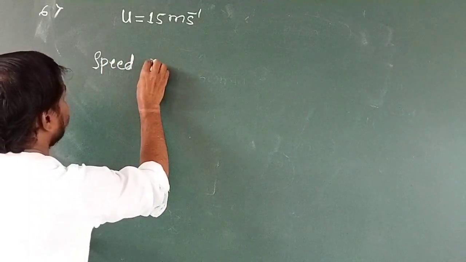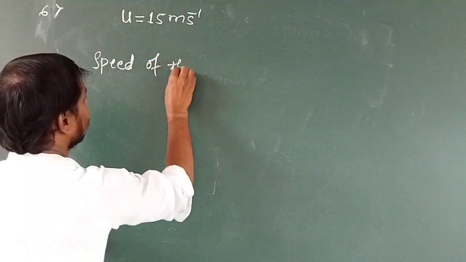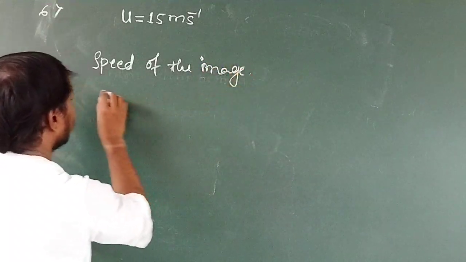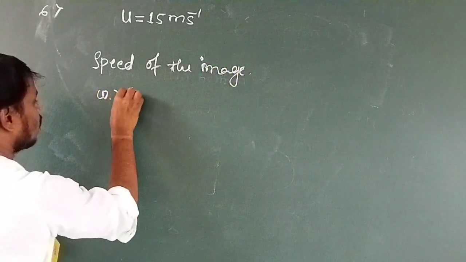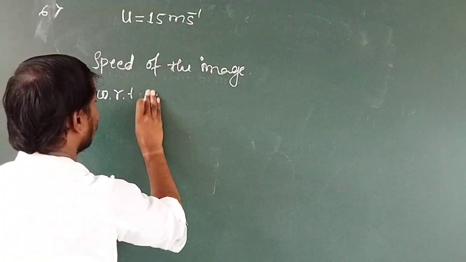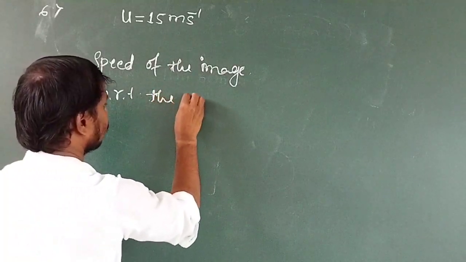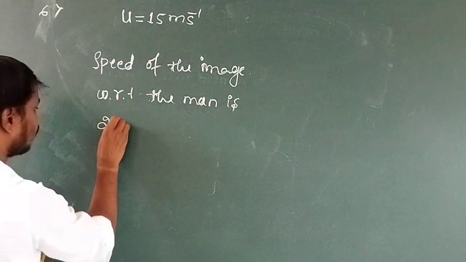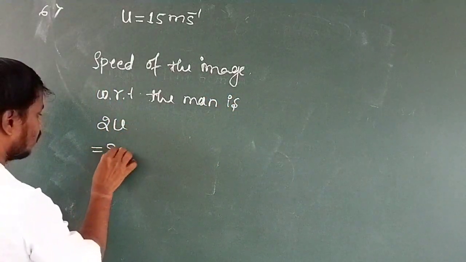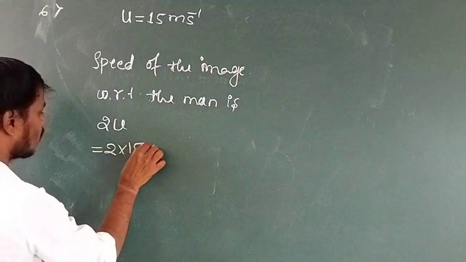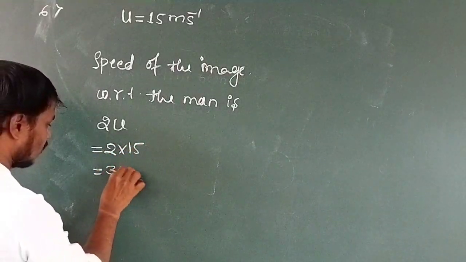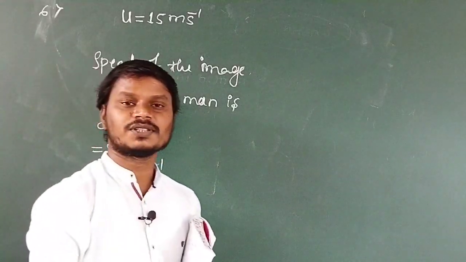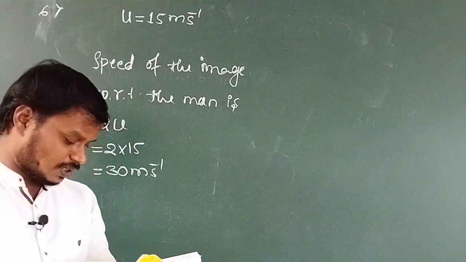So the speed of the image with respect to the man is 2 times of u, that is 2 into 15 meter per second, that is 30 meter per second. What is the speed of the image of the man with respect to the man? That is 30 meter per second.